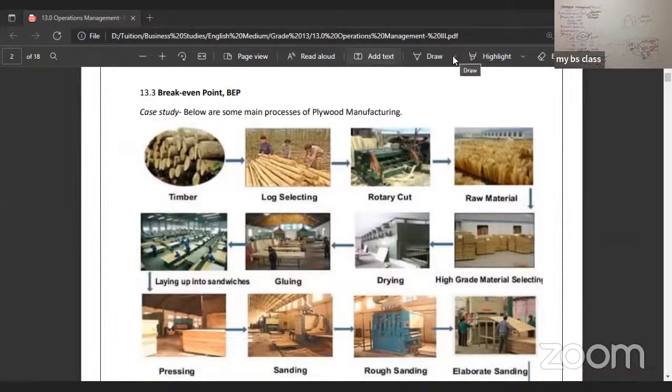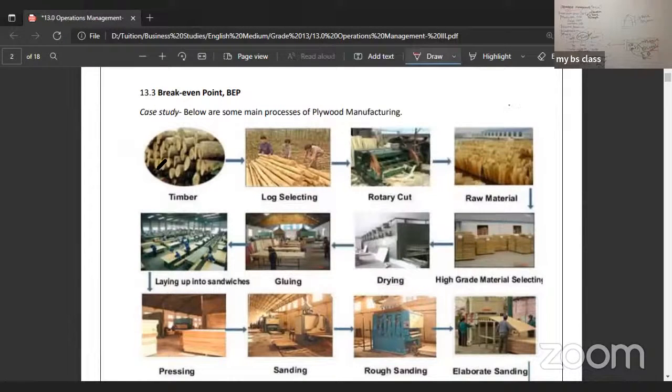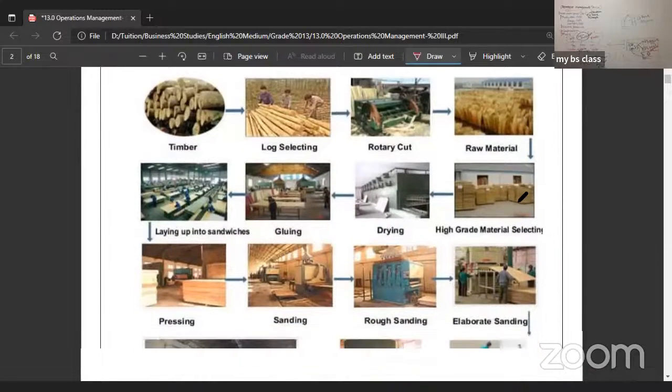Break-even point. Now you can see the plywood manufacturing process. So you got the timber. The timber is a log selecting. Again, first log select. Rotary cut. Then raw material becomes raw material.